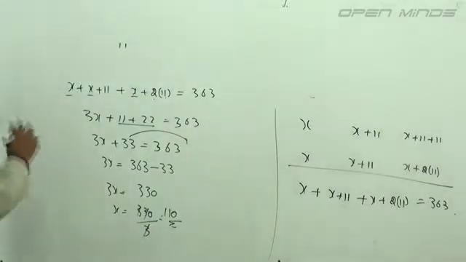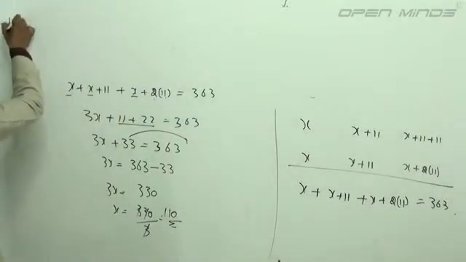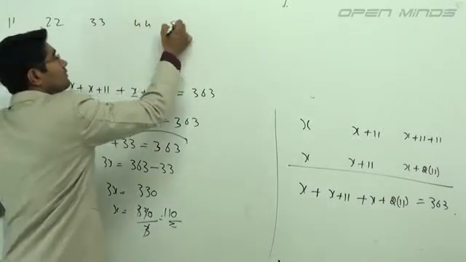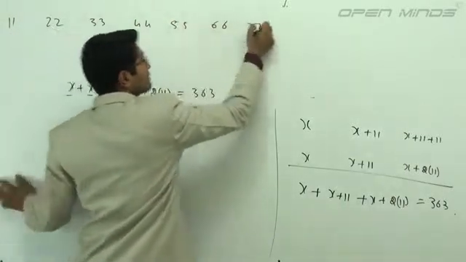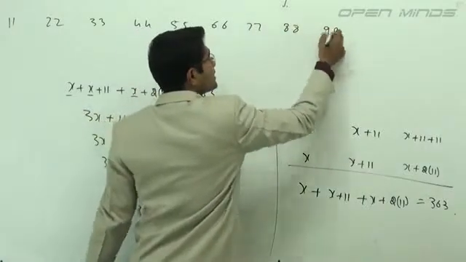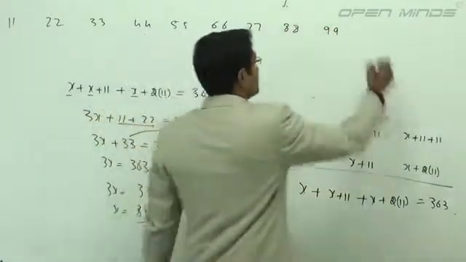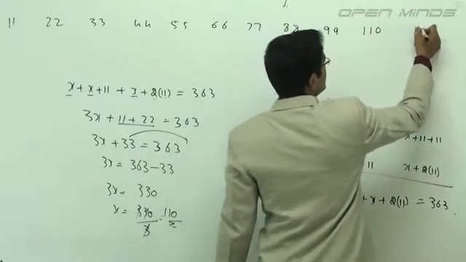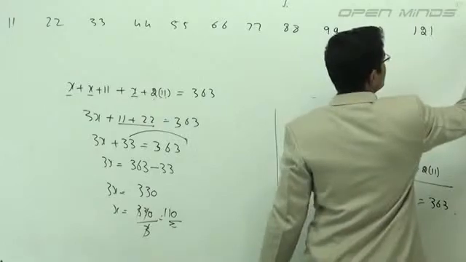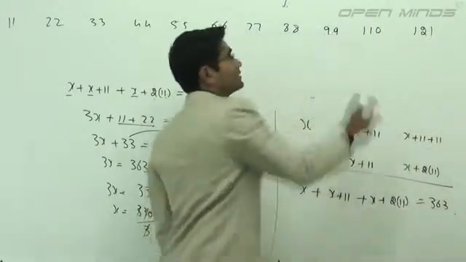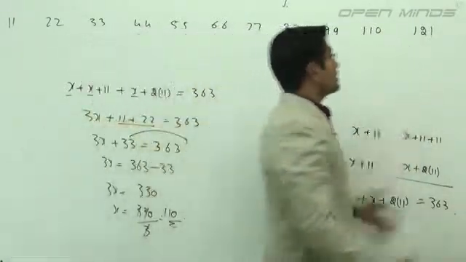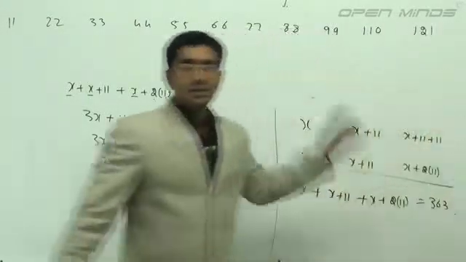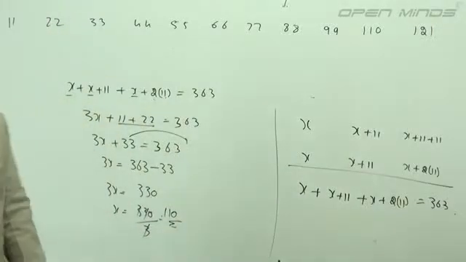So let me write the multiples of 11 once again. 11, 22, 33, 44, 55, 66, 77, 88, 99. Then who's the next one? The next number is 110. The next is 121, and the next is 132. I'm just adding 11 each time. The next number will be 143. That's what it is. This is the table of 11, nothing much.